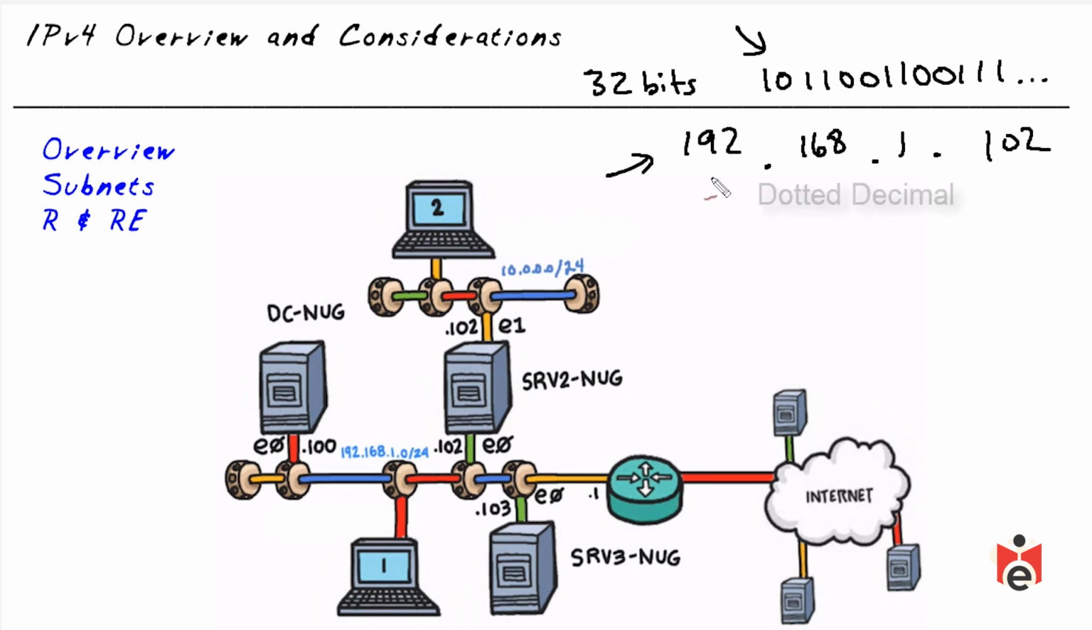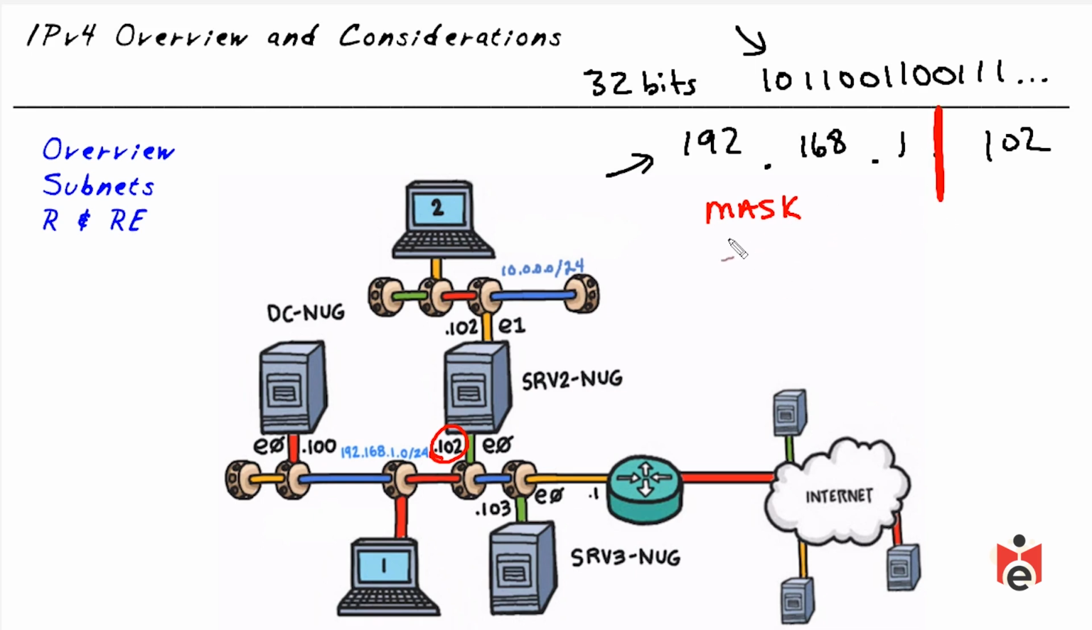Now, a part of this IP address that server 2 has right here represents the actual network ID, and a part of that IP address represents the actual host portion. And the way we determine that is using the mask. And what the mask does is simple. It simply identifies where the network portion stops and where the host portion starts. For example, in our case right here, it's right here.